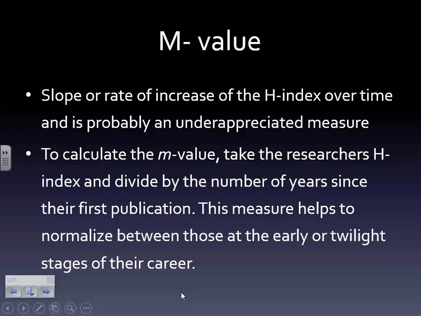To calculate the M value, you basically take the researcher's H index and divide by the number of years since their first publication. Therefore, if you compare a professor, 30 years from the first publication, the H factor will be divided by that. If you take a postdoc, they've only published for 4 years, but they've been cited the same number of times relative to that, their M factors will be exactly the same. So you can compare across those different people. So this gets rid of that problem of it accumulating over time.